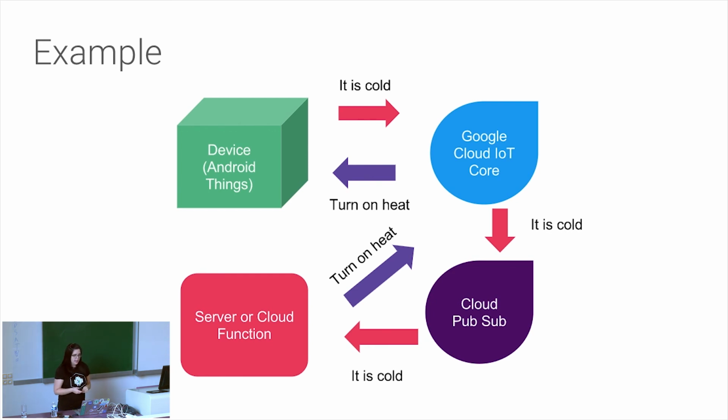And then with PubSub, I can subscribe on my own standalone server, or on a Cloud Function, and I can get this information to say, okay, it is quite cold, so I need to do some logic with this. So I should probably turn on the heat, turn on the user's central heating in their house. So then what I would do from the server side is publish some more information to Google Cloud IoT Core, and then Cloud IoT Core would publish that information to my Android Things device.